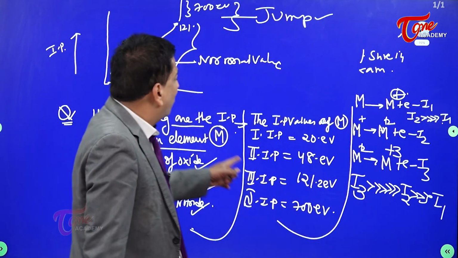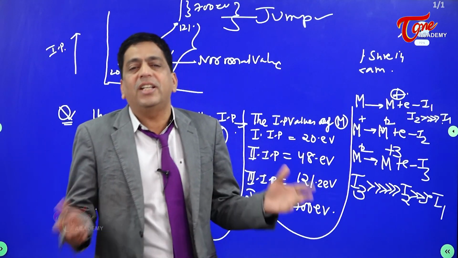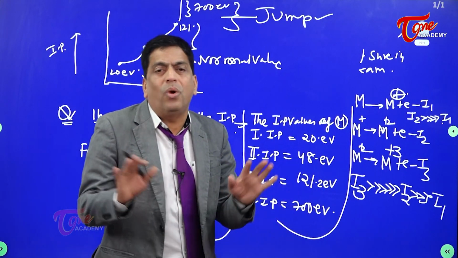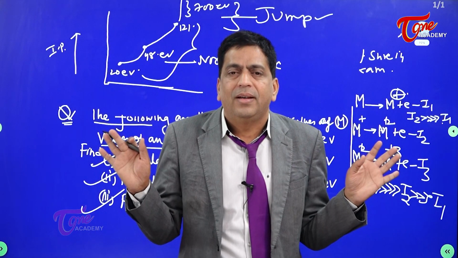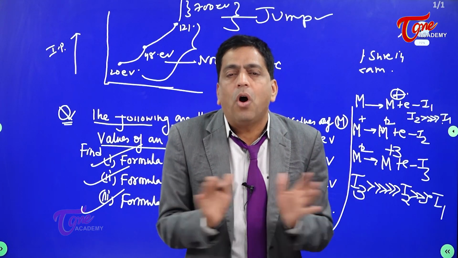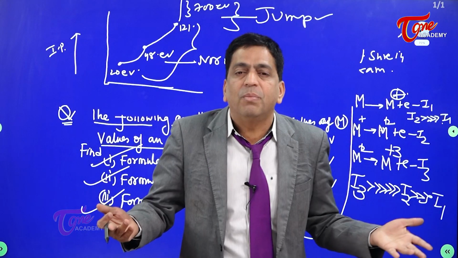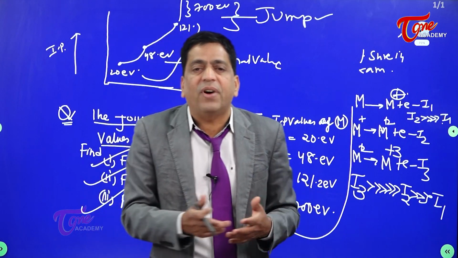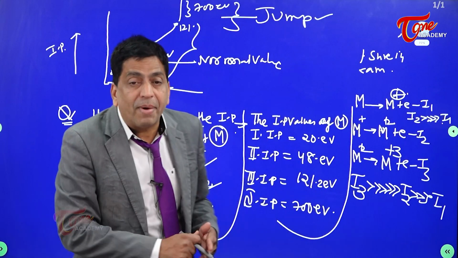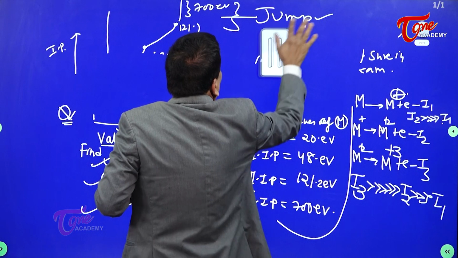Legitimate, yes. To remove the first, you spend 20. For the second, it is 48, legitimate. Third, it is further difficult. It is 121. Fine. But 700, something happened. It's abnormal. And I consider it's not an increase, rather it's a jump. You must understand. Why should such a thing happen? Let's have a pictorial representation of why that has happened.